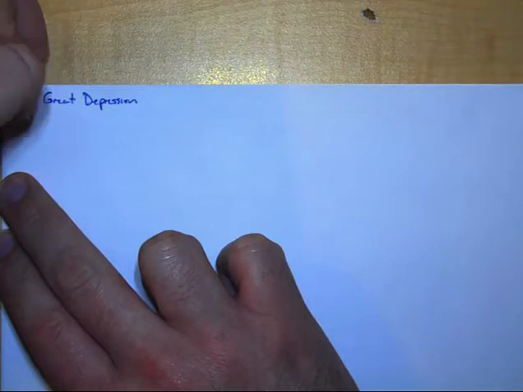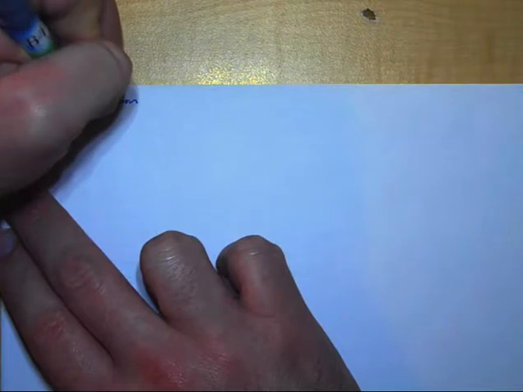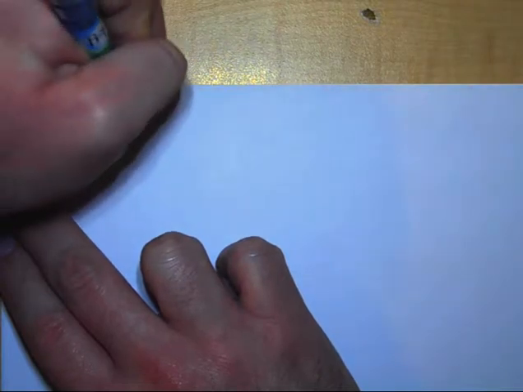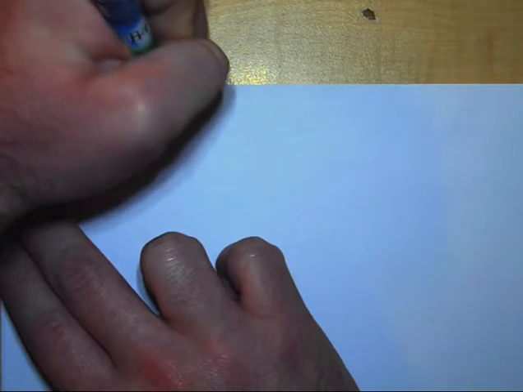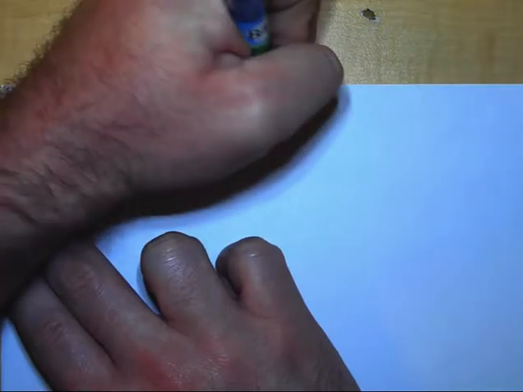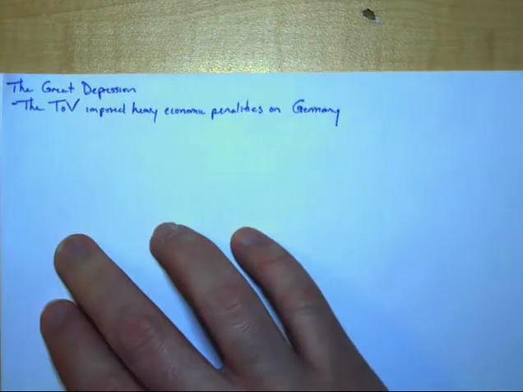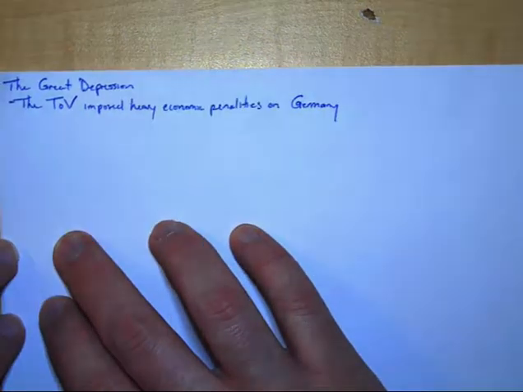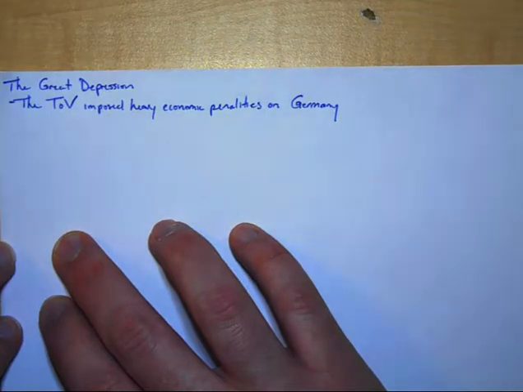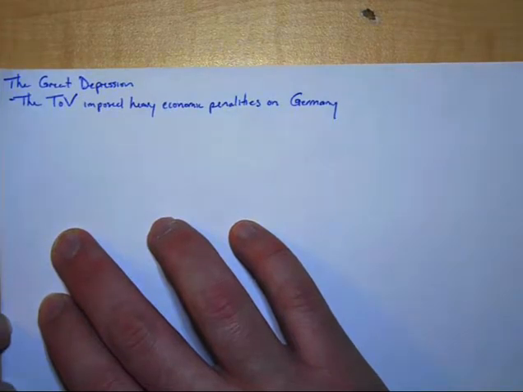So if you remember, the Treaty of Versailles imposed heavy economic penalties on Germany. They had to pay very heavy fines to the Allied powers, and their economy was further sanctioned through the Treaty of Versailles. So their economy shrank as a result of the Treaty of Versailles.